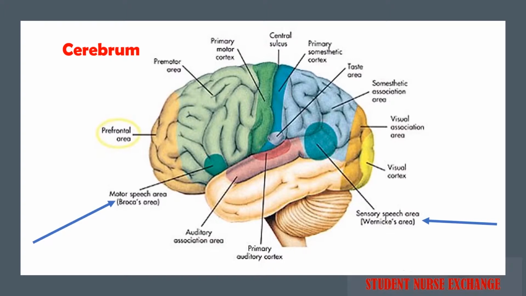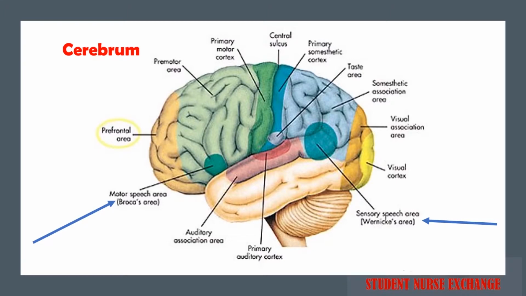The sensory area, Wernicke's, is in the back of the brain. It's really in the temporal lobe, temporal parietal lobe there. And it is our ability to understand speech, to be able to process the speech. So those two really work together to be able to understand what somebody is saying and to be able to say something back.